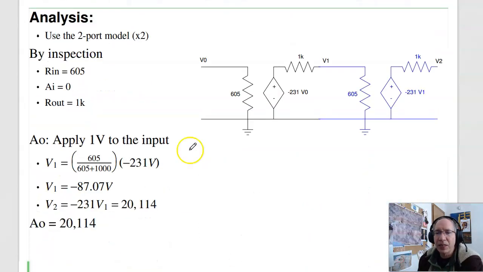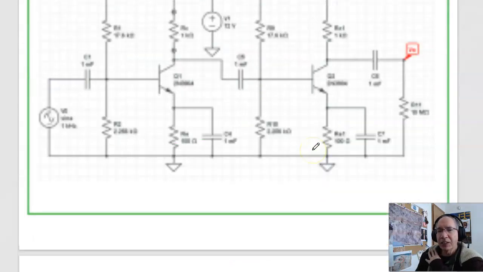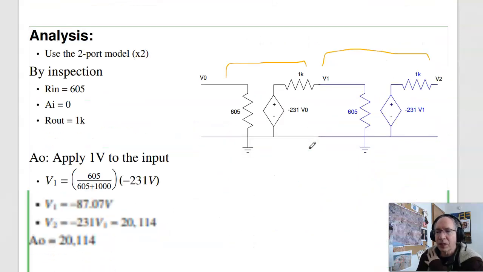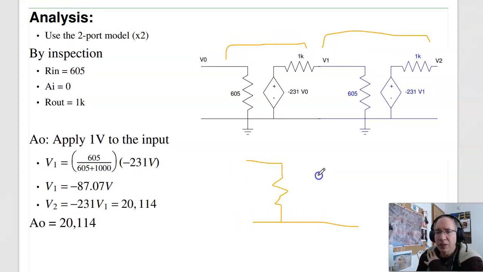And if I do that, this is what I have. Here's the two-port model for the first stage, two-port model for the second stage. That's actually not too bad. Way, way, way easier than trying to analyze this circuit. And they're equivalent. So, if I want to find the overall two-port model, it's going to look like this. Kind of by inspection, at the input, what I see is 605 ohms. To find the output resistance, if I ground the input, that makes this 0, that makes this 0, that makes this 0, all I see is 1K.